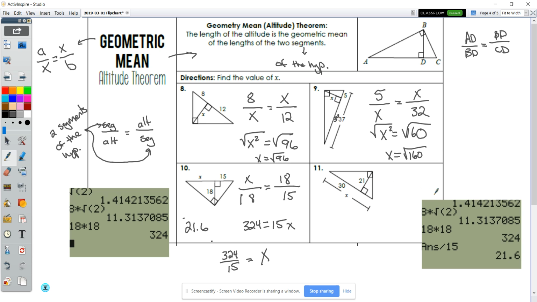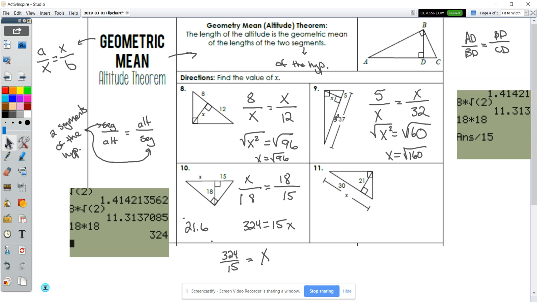Okay. This last one here, let me move this calculator out of the way. Notice in this case, same formula, doesn't change. The altitude in this case is 21. It's going to go there, and it's going to go up here. The two segments of the hypotenuse, now one of them is clearly 30. So I put a 30 there. Now the whole hypotenuse is x. This part's 30. So this little part right here would be the whole hypotenuse, which is x minus 30, right? This side. That's what I would do to find that. So that's what I'm going to write right there.